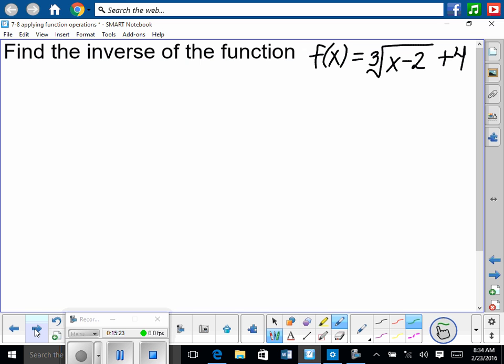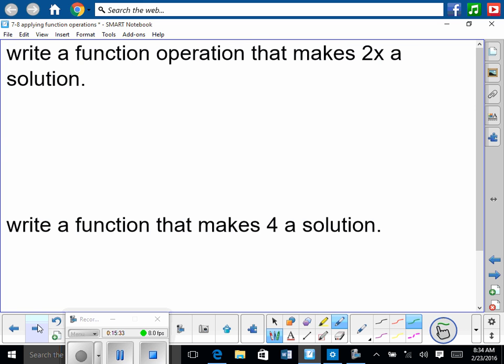Do you need to see this one? Are you okay with cube roots, fourth roots, fifth roots, millionth roots, whatever? We're good with this one? Okay, I won't do it then.